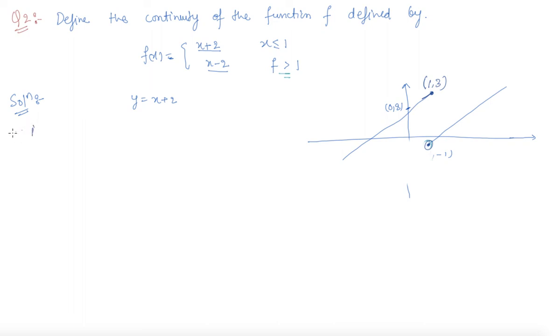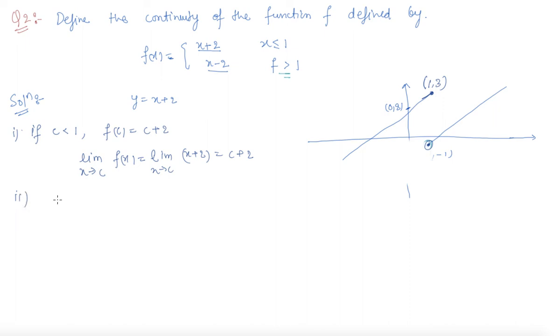We will check case-wise. Case 1: if c is less than 1, then f(c) will be c plus 2. Therefore the limit as x tends to c of f(x) is equal to the limit of x plus 2, which is also c plus 2. So the function is continuous at all points less than 1, as you can also see from the graph.